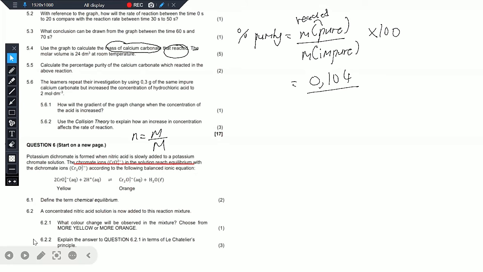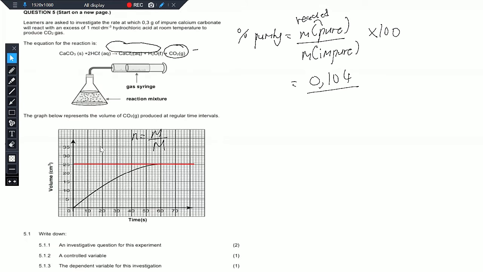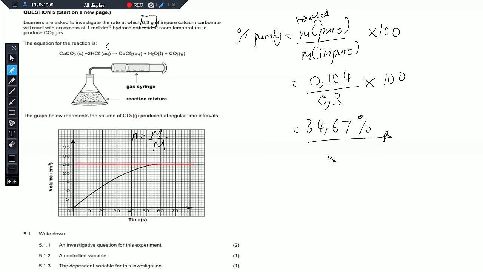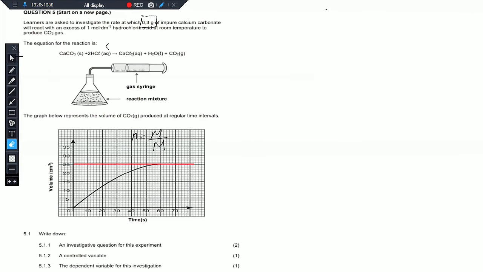But reading here, they said the impure sample was 0.3. So we need to divide by 0.3, then multiply by 100. When we punch that into our calculator, it becomes 34.67%. Awesome. So this question was not that bad, though.